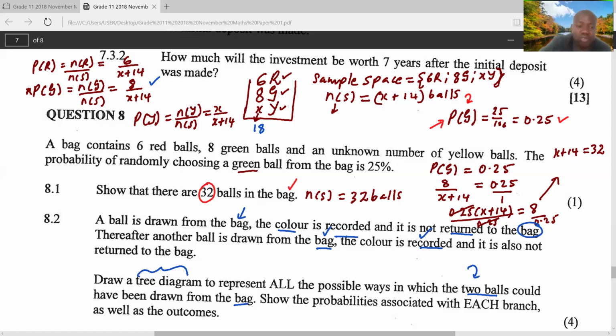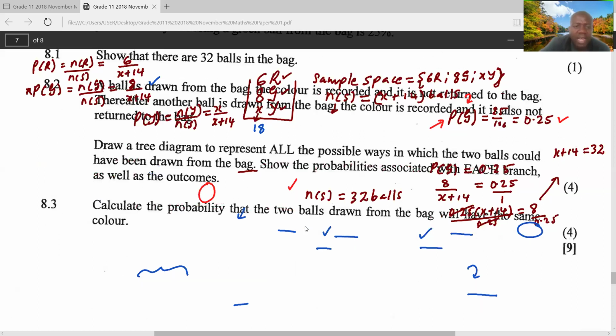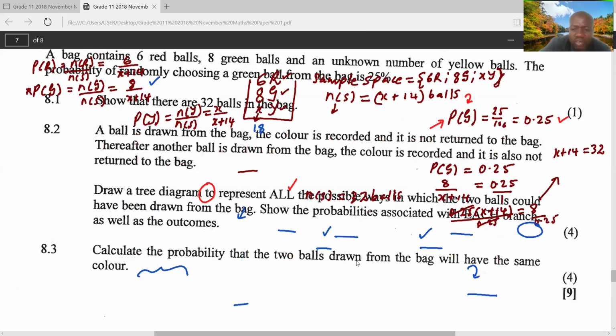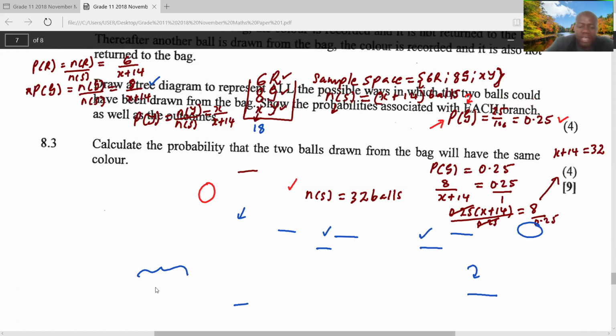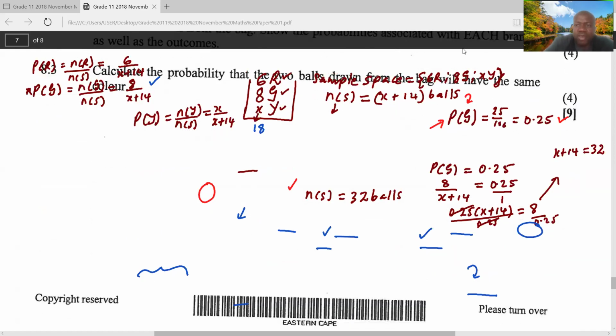Let me create another space so that we can talk about this. Then secondly, it says, calculate the probability that the two balls drawn from the bag will have the same color. We want the probability that the two balls drawn from the bag will have the same color. Okay, let's do this. Let me answer the question here.